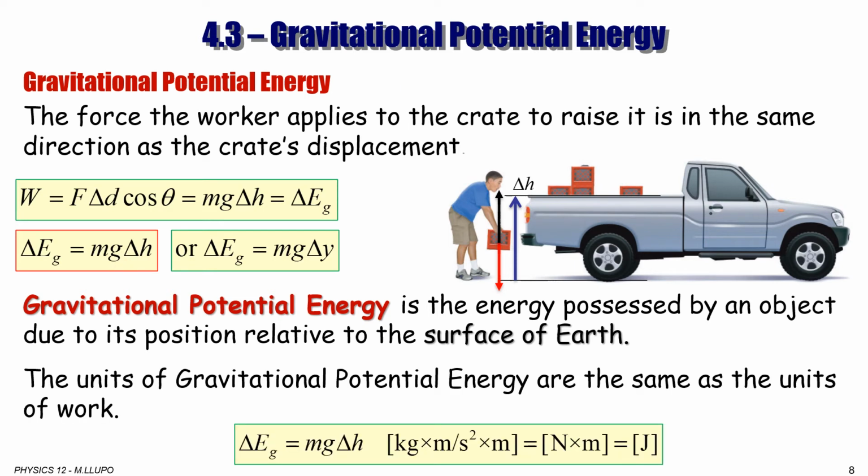Now let's see the units. Units of energy should be equal to work, but let's check first. The formula is mg delta h. The unit of mass is kilogram, the unit of g, gravitational acceleration, is meter per second squared, and the unit of height is length, a meter. So kilogram meter per second squared is Newton times meter. That is exactly what we talk about as work. So the unit of work is Newton times meter, or joule. So the unit of gravitational potential energy is joule.